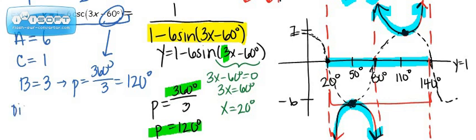And then again, my displacement here is going to be 20 degrees because that's when I set whatever's inside the parentheses equal to 0 and solve. So here you have a cosecant function.